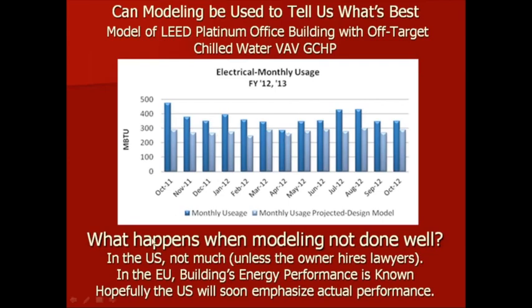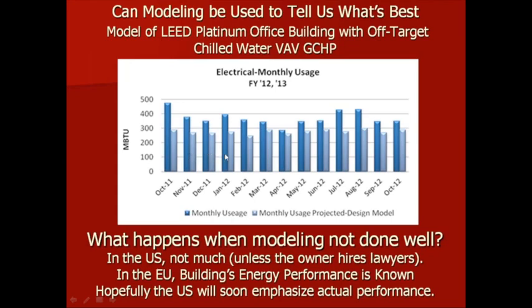So you can see this is a building we worked on that had a LEED Platinum rating. It had a chilled water VAV, ground coupled heat pump system and underfloor air distribution, and you can see the models. The monthly usage was quite a bit more than the projected, and this is total energy, not the HVAC energy, so you can see it was way off.